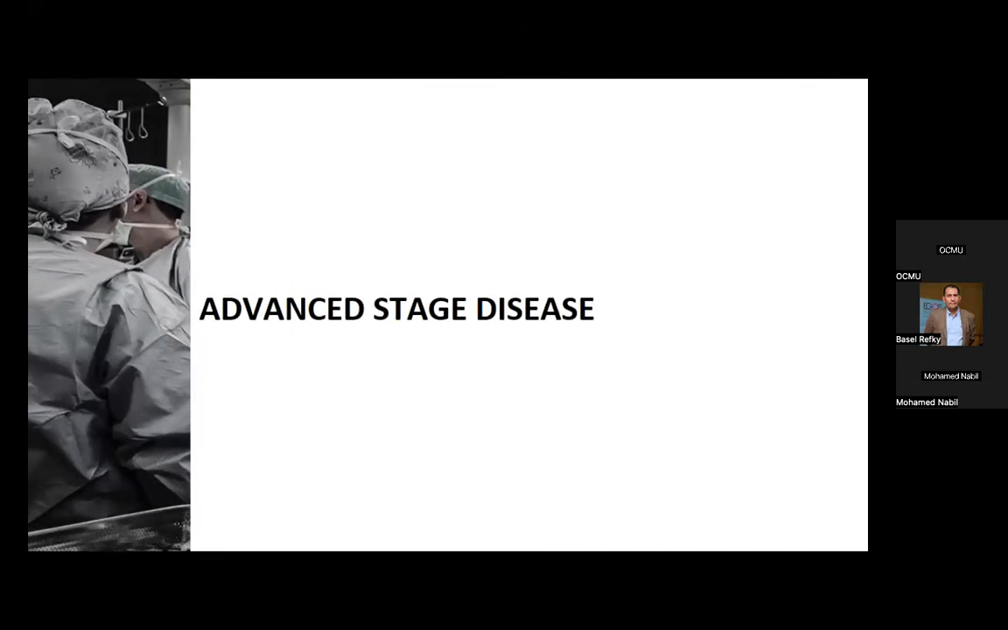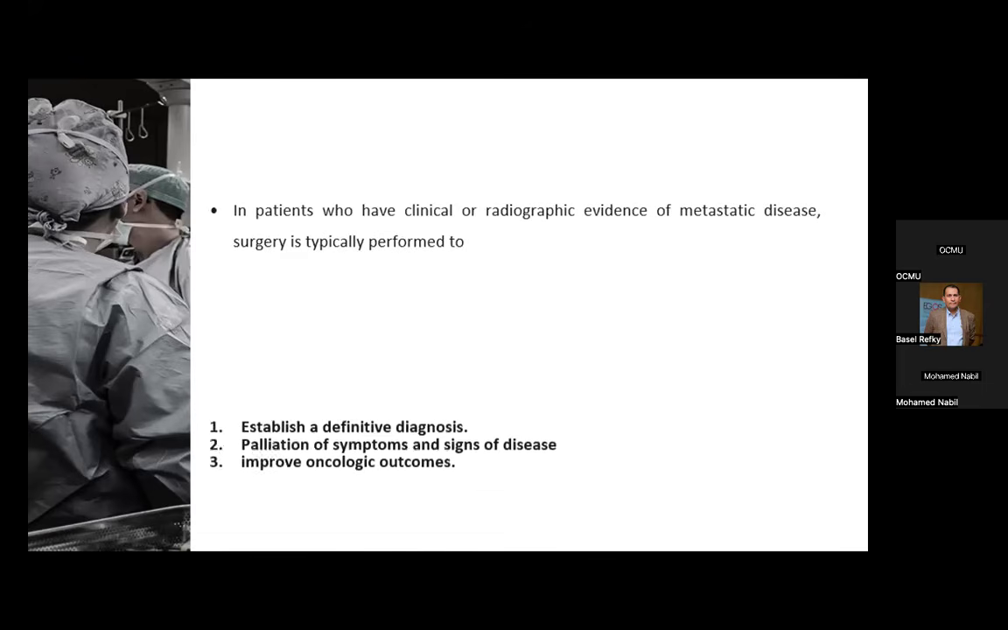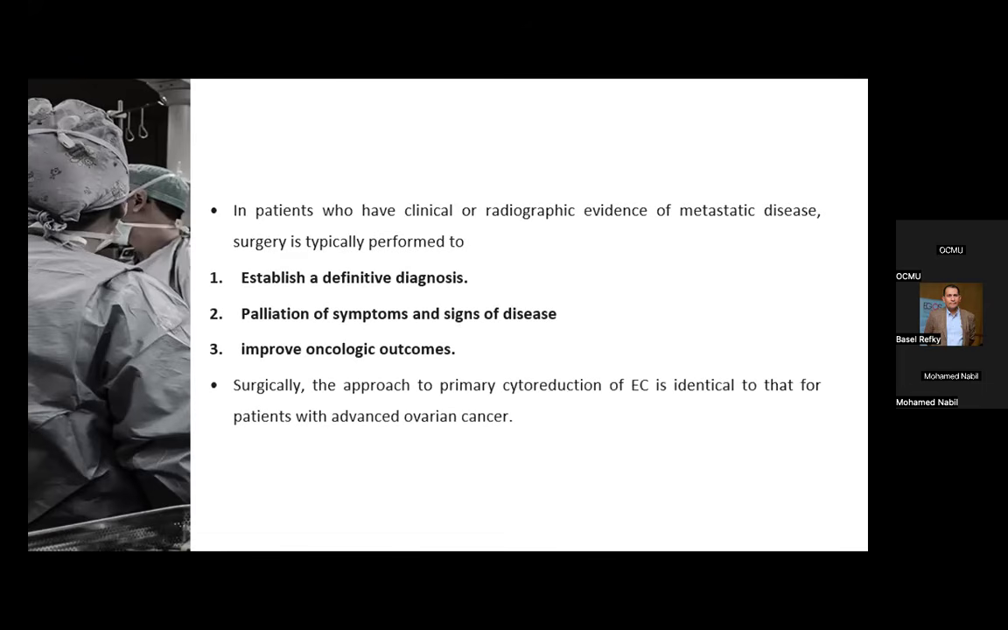Okay, for advanced stage disease: all that we spoke about with the early stage disease is surgical staging to know the stage of the patient. We are doing lymphadenectomy to know if the patient will be upstaged or not, whether the nodes are positive or not. We are doing the omentectomy to find out if it's positive or not, to know if the patient is upstaged or not. But if the patient has advanced disease from the beginning, how will we deal with this type of patients?